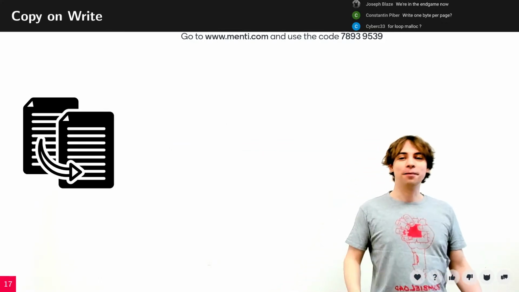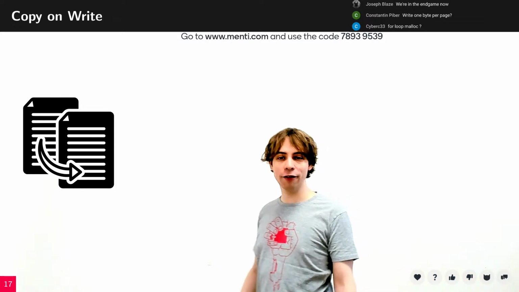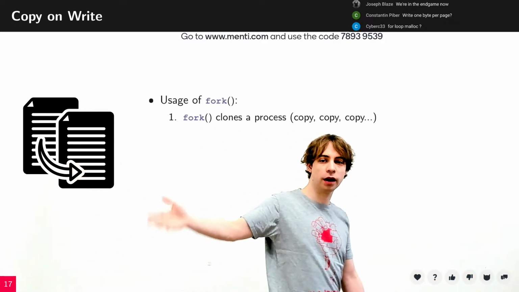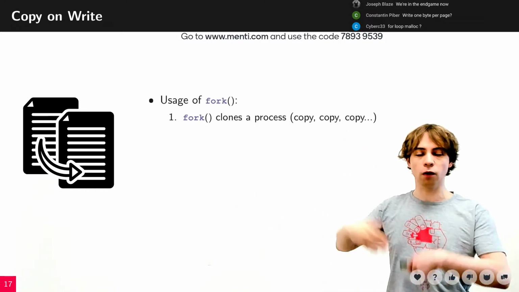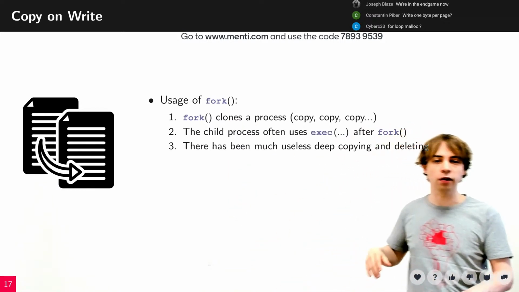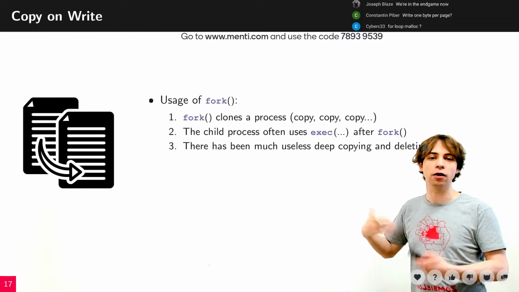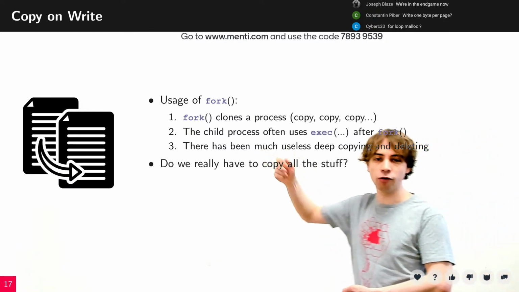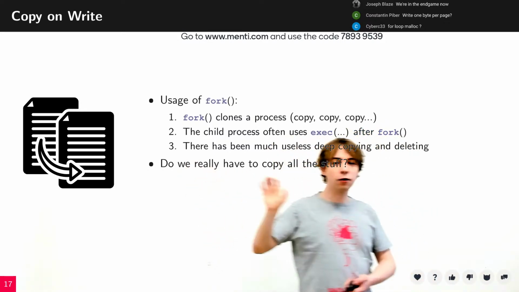So copy on write, how does it work? Well, we have our fork system call, for instance. We fork the process, so we copy all the pages. The child process uses exec right afterwards, and the copying was completely useless because it's being deleted right afterwards. Do we really have to copy all of that?